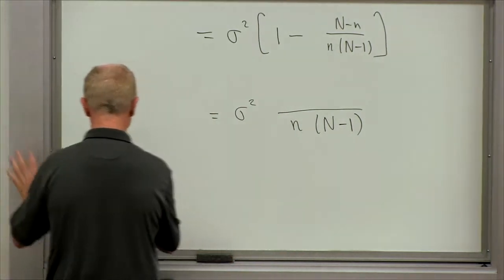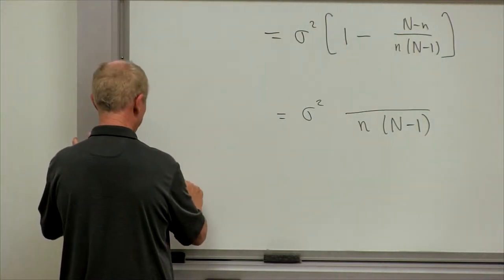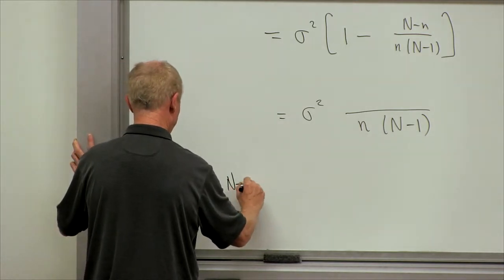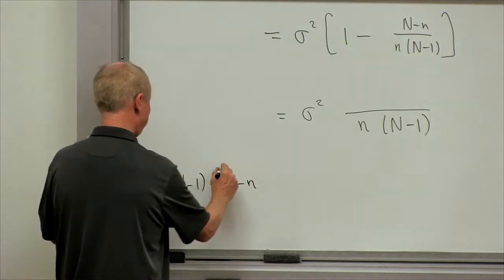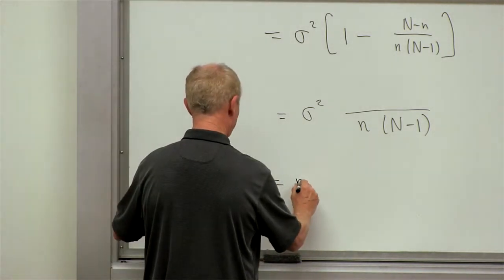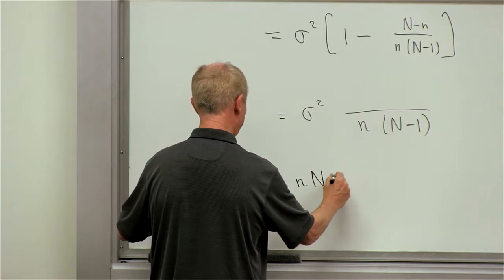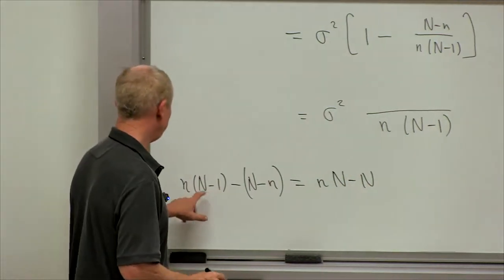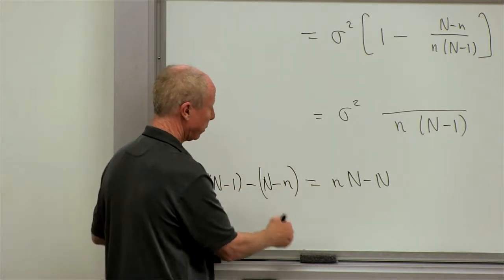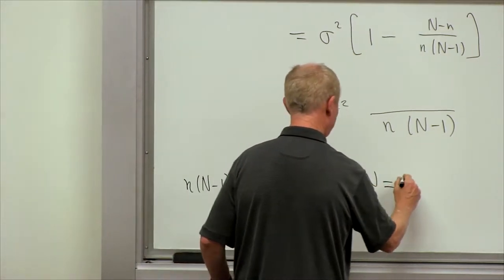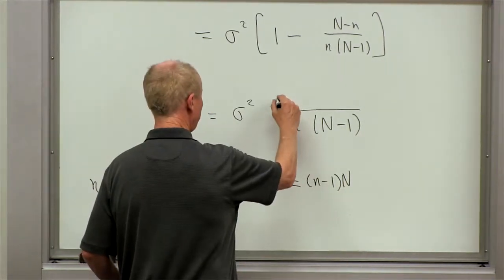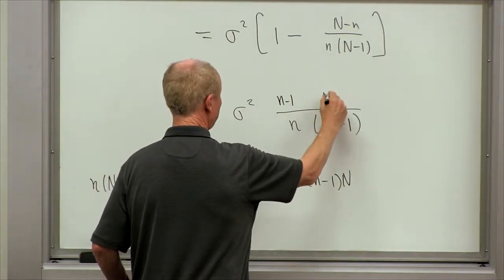So let's see. In the numerator, we'd have little n times (capital N minus 1) minus (capital N minus little n), which would be little n times capital N minus capital N, because here we have a minus little n, and here we have a plus little n, so they cancel. And if I factor out the capital N, I get (little n minus 1) times capital N. So in the numerator, we get (little n minus 1) times capital N.